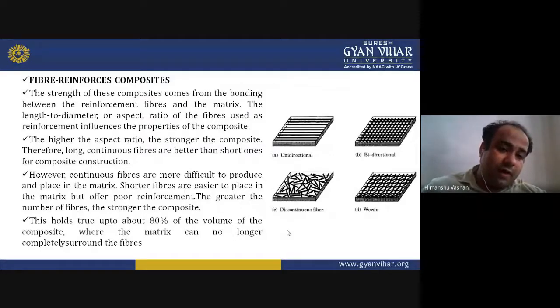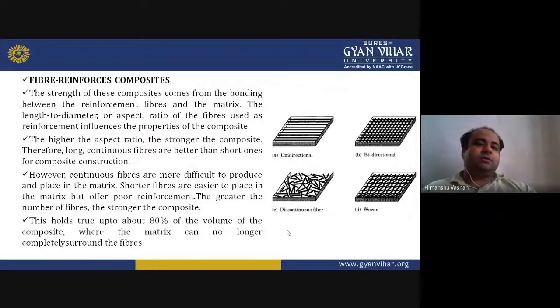Therefore, long continuous fibers are better than short ones for composite construction. However, continuous fibers are more difficult to produce and place in the matrix. The short fibers are easier to place in the matrix but offer poor reinforcement.